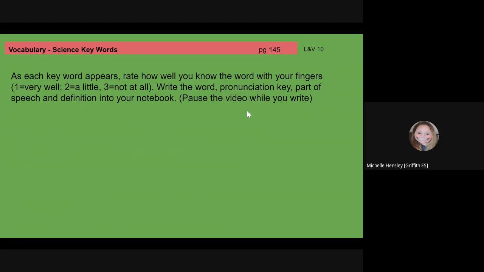So our first word is blossom. How well do you know blossom? Give yourself a 1, 2, or 3. Write down blossom, B-L-O-S-S-O-M, in your notebook. Blossom is a noun, and it means the flower part of a plant. If we look at the pronunciation key, blossom has 2 syllables. Bloss is the stress syllable. It gets a little more inflection. Blossom, the flower part of a plant.